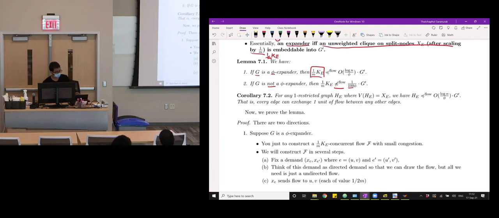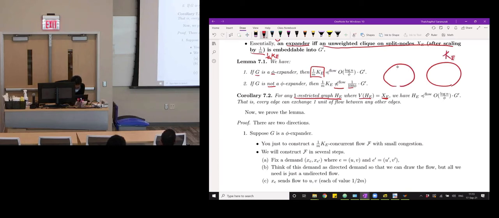So before proving this, what does it mean here? Let's look at any one restricted graph, H_E. Think of this: if this is one restricted graph H_E, and the node set of H_E is on the split node, so think of this as K_E, and I have some H_E on the same nodes, on X_E, both of them, right? So what do we know about this?